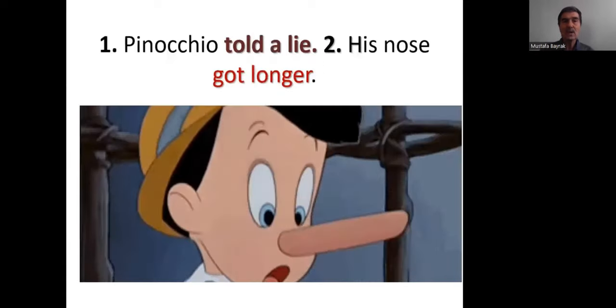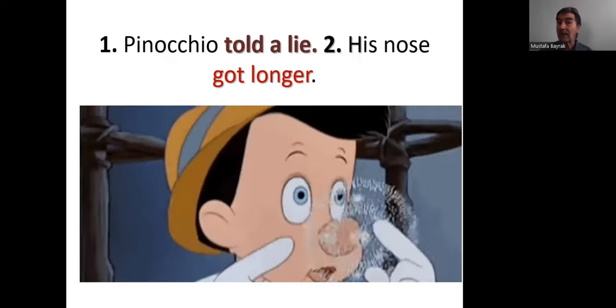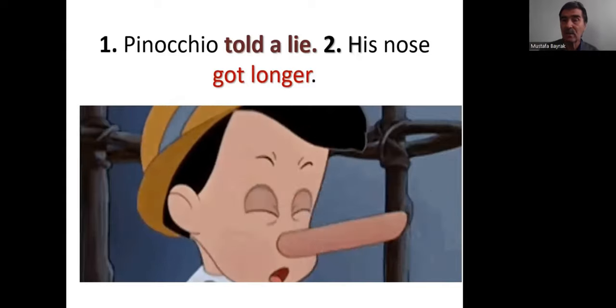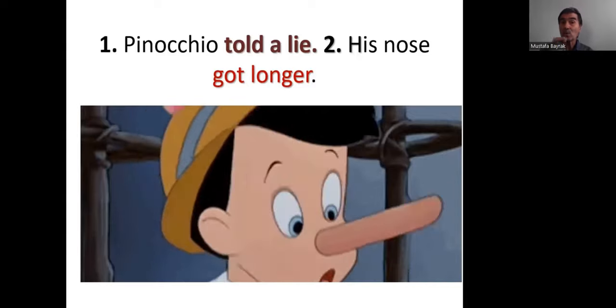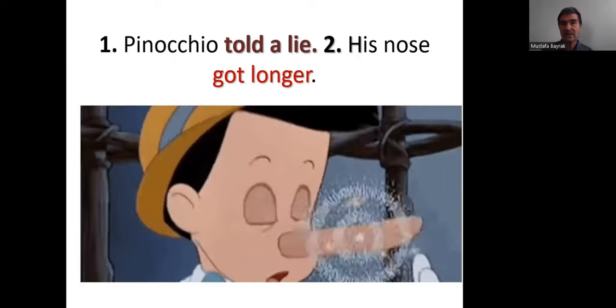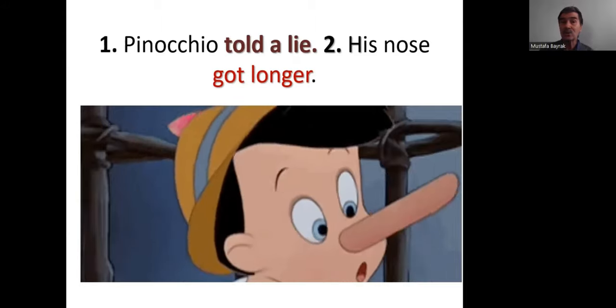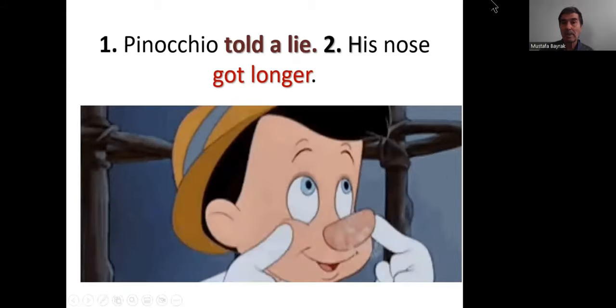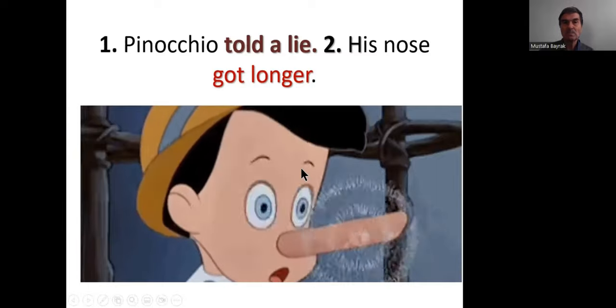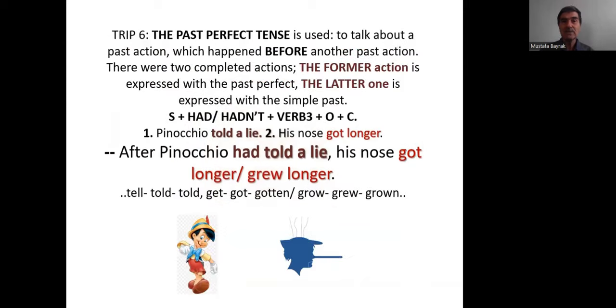Now, number one, what happened before this situation? What happened in the past, in the story? Pinocchio told a lie. Tell, told. Simple past tense. Pinocchio told a lie. Number two, his nose got longer. His nose became longer. This is the fact. The past perfect tense is used to talk about a past action which happened before another past action.